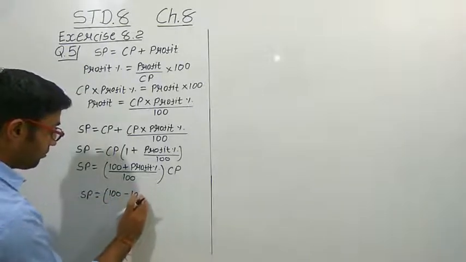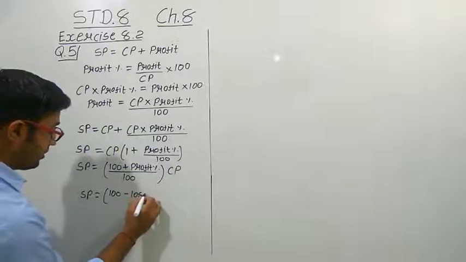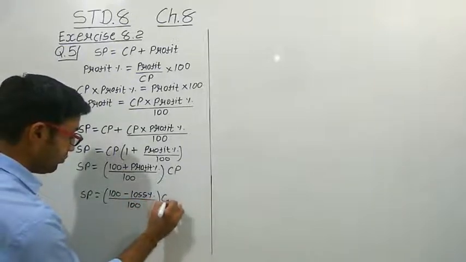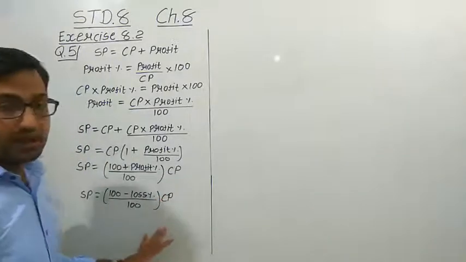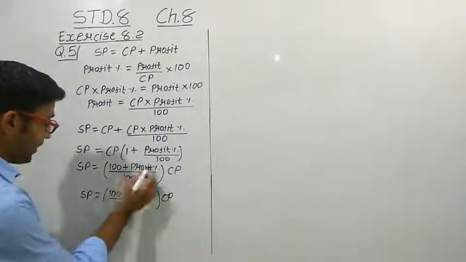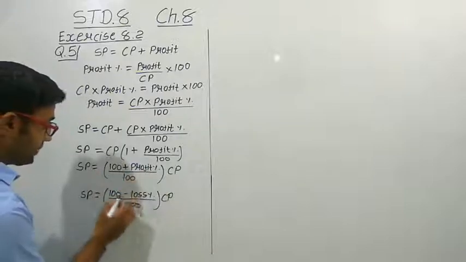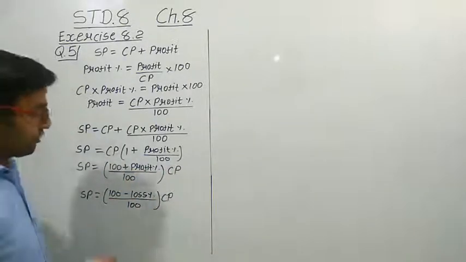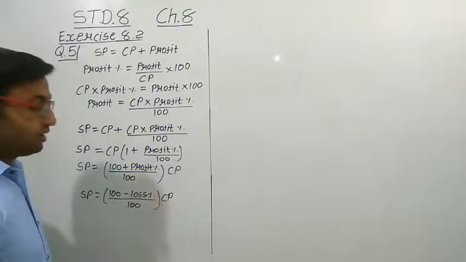See, here we have to put the sign of the minus. Loss percentage upon 100 into CP. All the other things will remain as it is. Just we have to make this thing plus profit as a minus loss. So these are the two important formulas which we are now using in our sums.